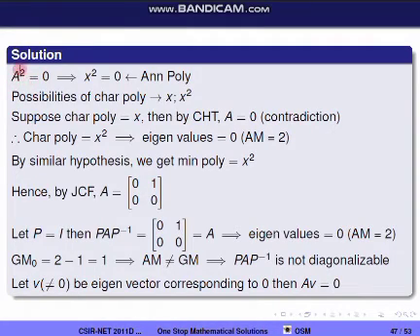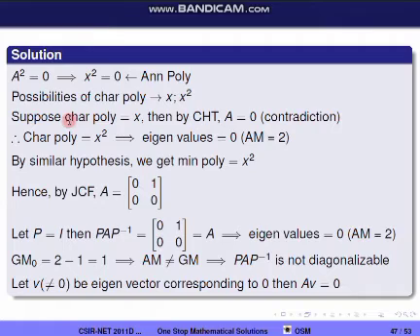So if we replace A by x, we get a polynomial that A satisfies. That is called an annihilating polynomial, that is x square equal to 0. And we know that the characteristic polynomial always divides the annihilating polynomial. So the possibilities are x and x square.